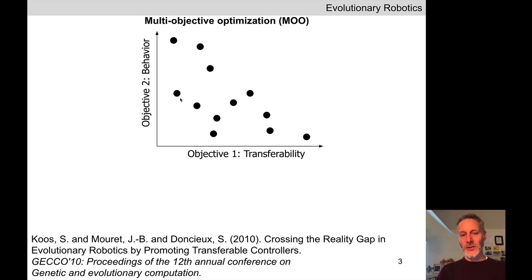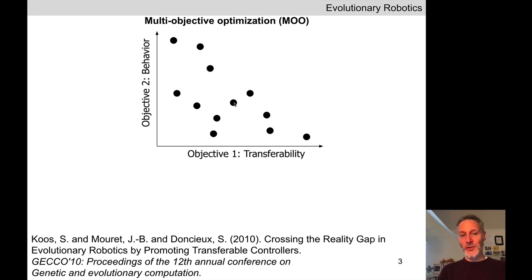And this controller also produces more of the desired behavior that we want. This controller is higher than this controller. So this particular controller is dominated by this controller. So we would delete this controller. In turn, if we now come to this controller and try and decide whether this one should be deleted, we see that it is also dominated. It's dominated by this one.